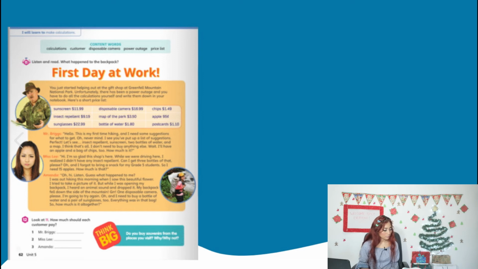Oh, hi. Listen, guess what happened to me? I was out hiking this morning when I saw this beautiful flower. I tried to take a picture of it, but while I was opening my backpack, I heard an animal sound and dropped it. My backpack fell down the side of the mountain. 1 disposable camera, please. I'm going to try again. Oh, and I need to buy a bottle of water and a pair of sunglasses, too. Everything was in that bag. So, how much is it all together?